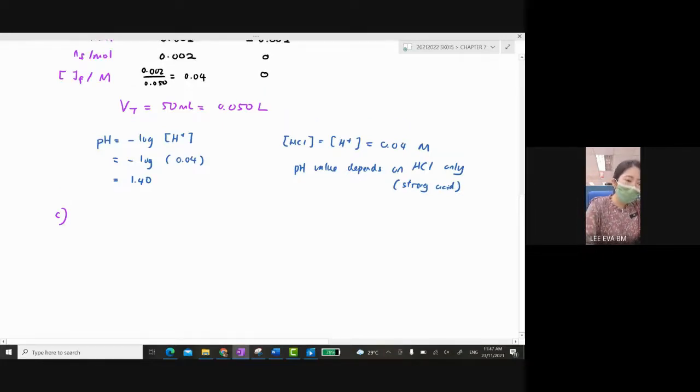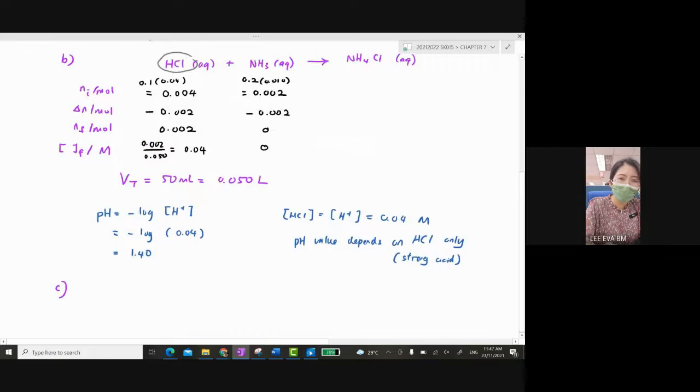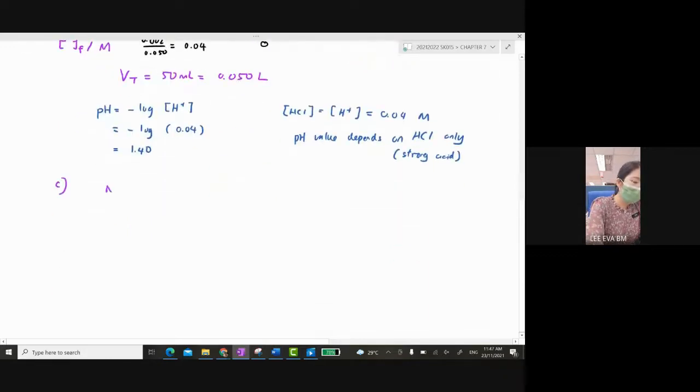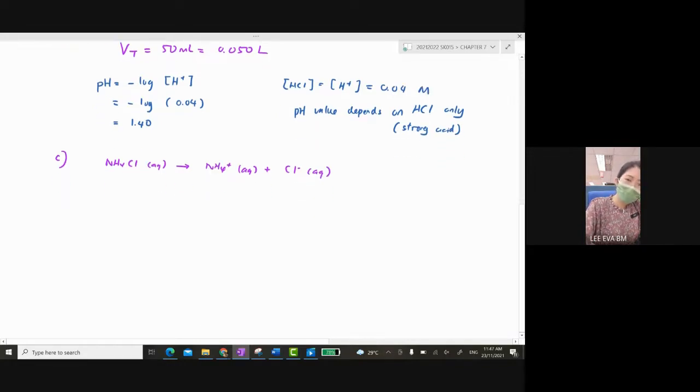So just now we have already written our equation. You got the salt NH4Cl. When it dissociates, it will give you NH4 plus and Cl minus. So give me the pH value at the equivalence point. What is it? It is the same as the earlier question. When it reacts with water, hydrolysis will give you H3O plus. So what is the pH value?